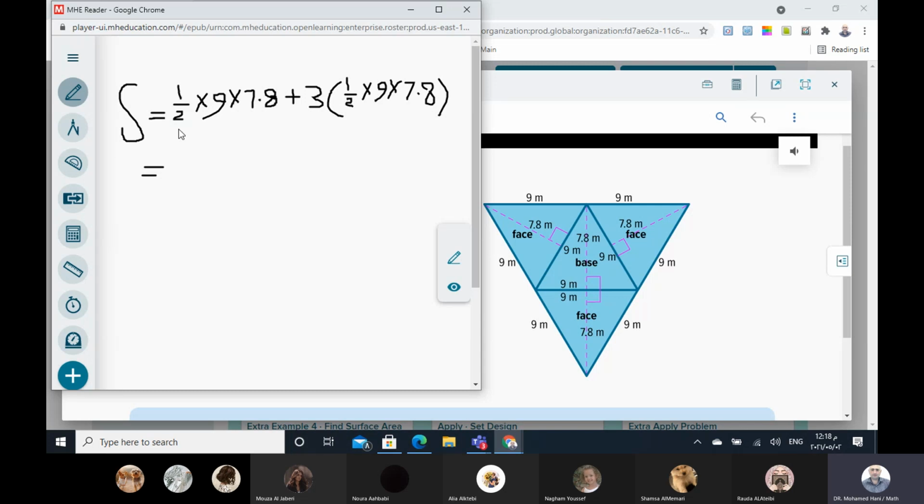9 times 7.8 divided by 2 will be 35.1, plus we have 3 times 1/2 times 9 times 7.8, divided by 2. So the answer will be 105.3.